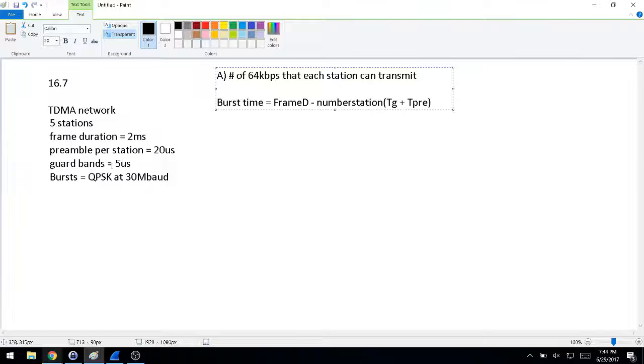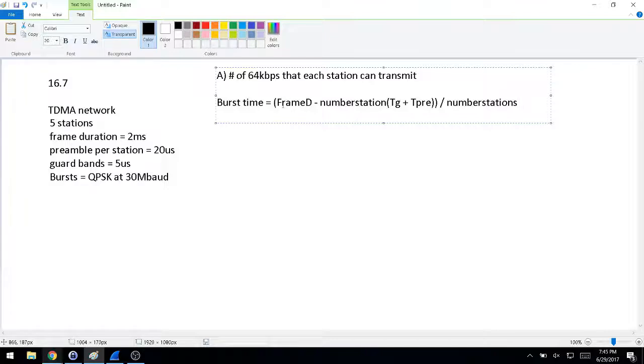And so that is subtracted from our total frame duration, because each frame consists of 2 milliseconds. But then within that frame, we have to basically split that total frame time between each of the stations that need to broadcast. And with each station that we're adding, we have an additional preamble and guard band we have to account for. And so if this is our total time available, we need to then divide that by the number of stations. And that will tell us how much time each individual station has to broadcast in a burst.